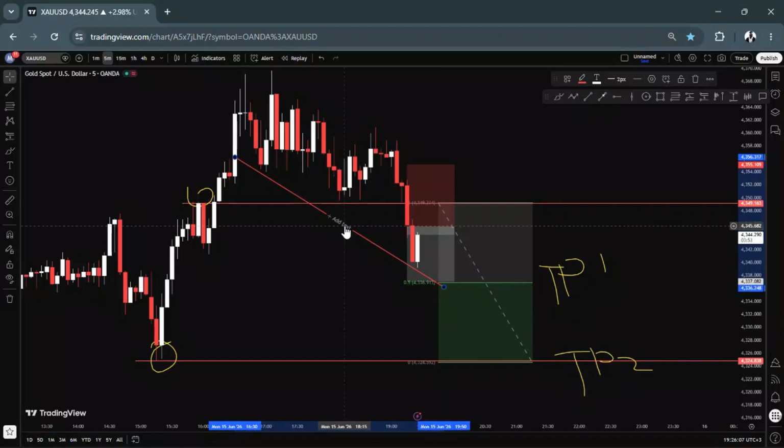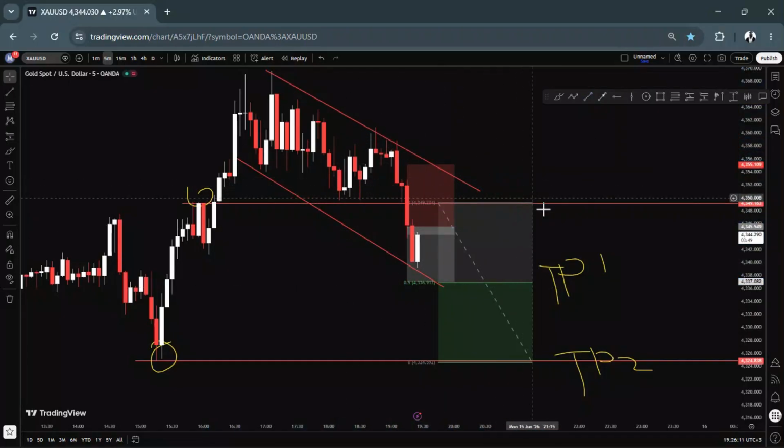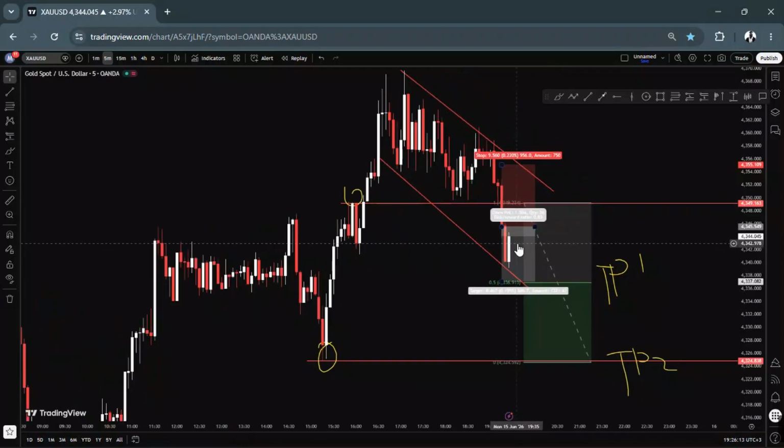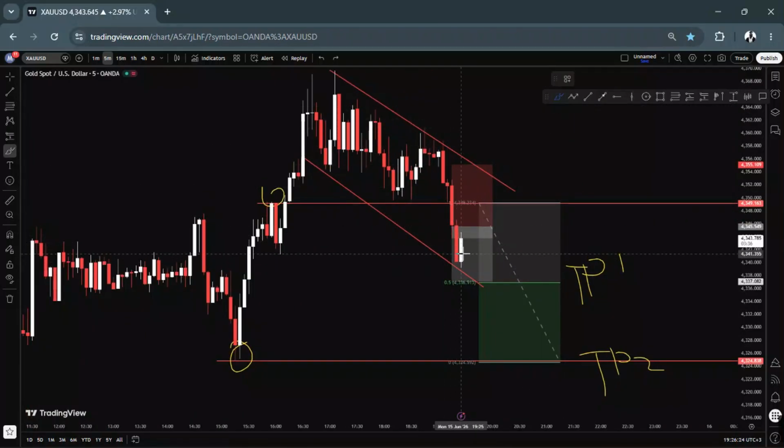Let's just do something like this, okay? I don't like this price action. So there's a high chance that price might actually just reverse from here and continue pushing to the upside.